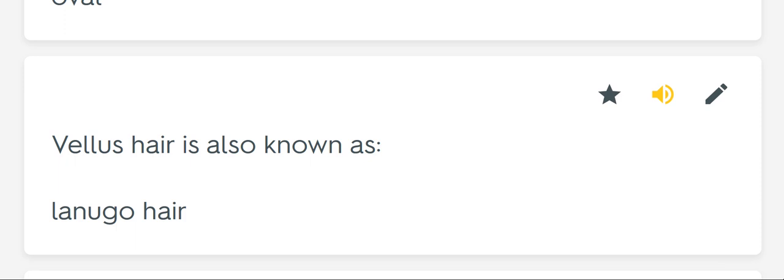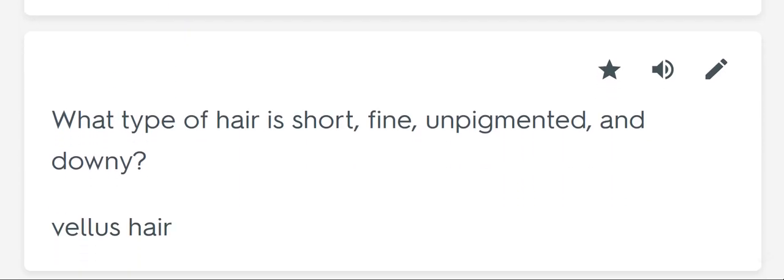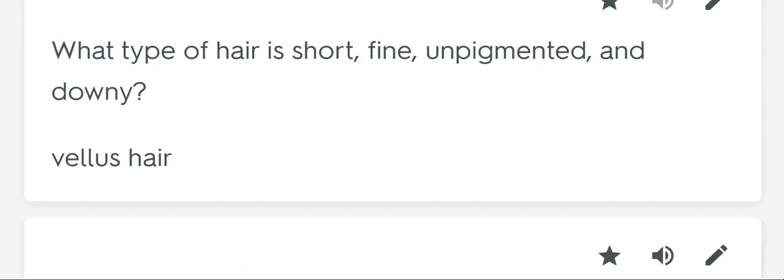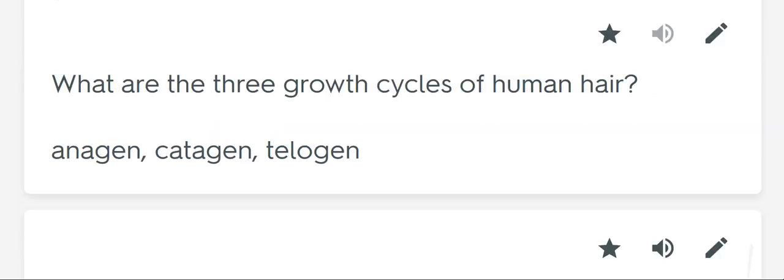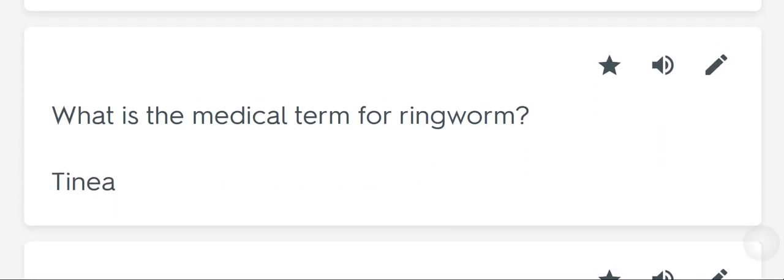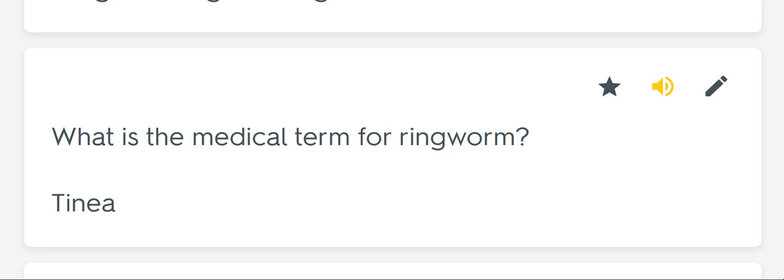Vellus hair is also known as lanugo hair. What type of hair is short, fine, unpigmented, and downy? Vellus hair. What are the three growth cycles of human hair? Anagen, catagen, telogen. What is the medical term for ringworm? Tinea.